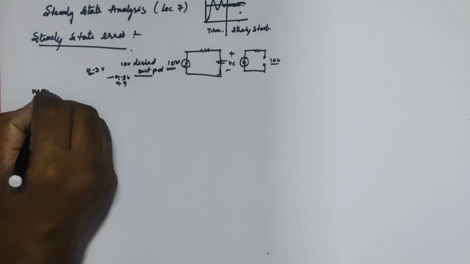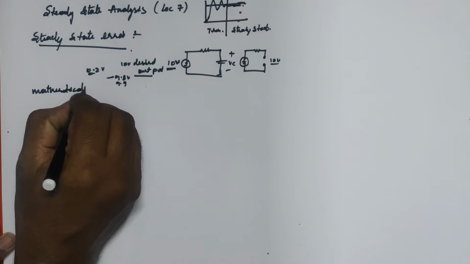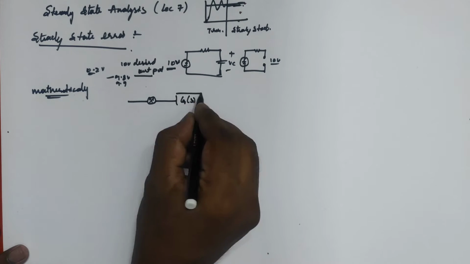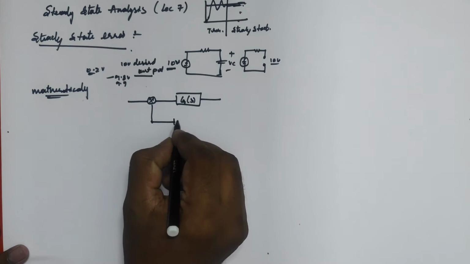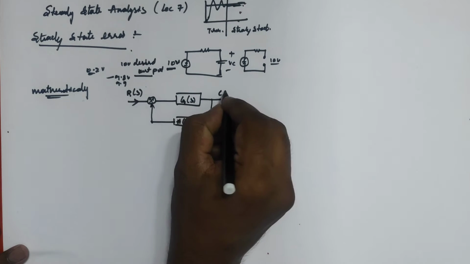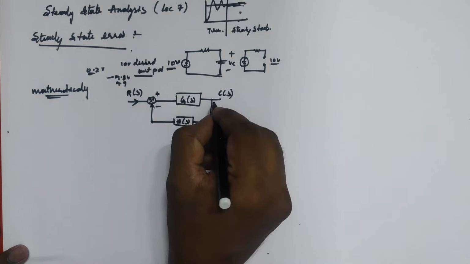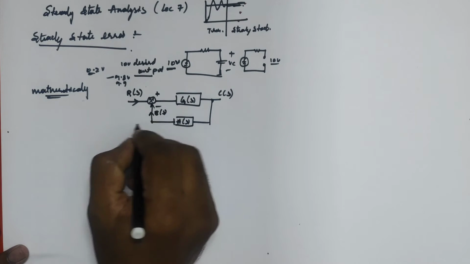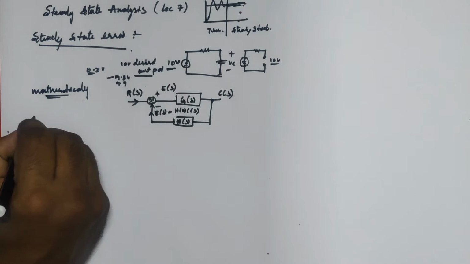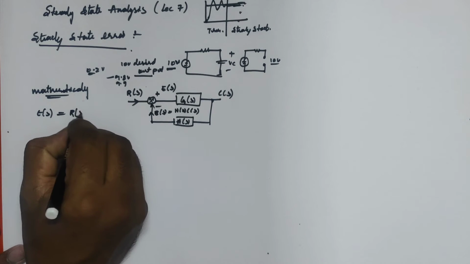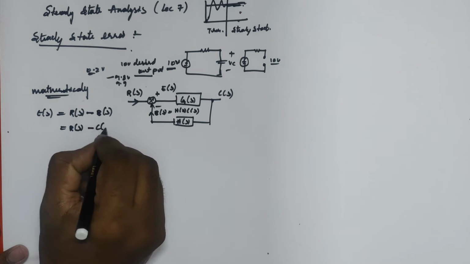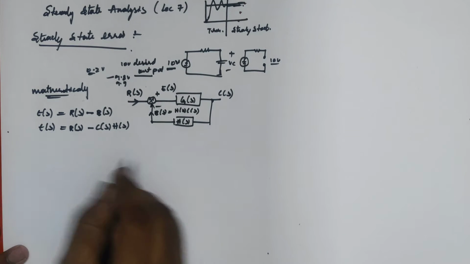Mathematically, in general we have a control system G of s with a feedback H of s. This is R of s and this is C of s, with negative or positive feedback. The feedback signal B of s is H of s times C of s, and this is my error signal. The error signal is R of s minus B of s, that is, R of s minus C of s H of s. So this is my error difference.